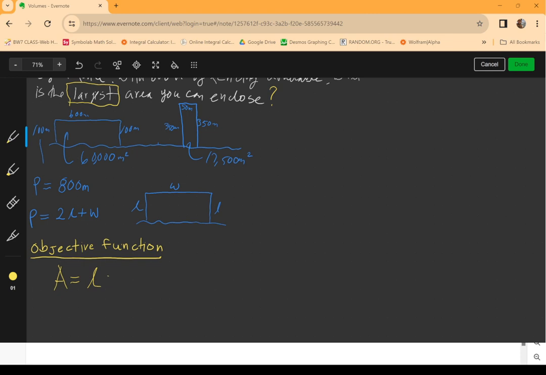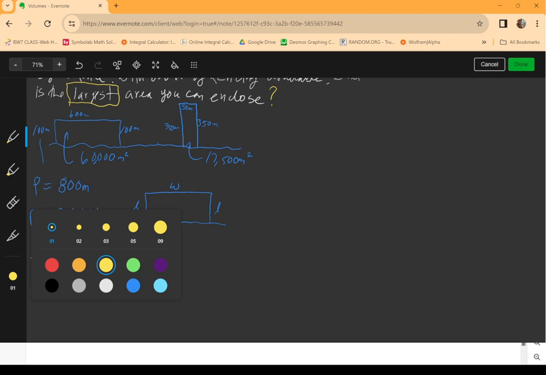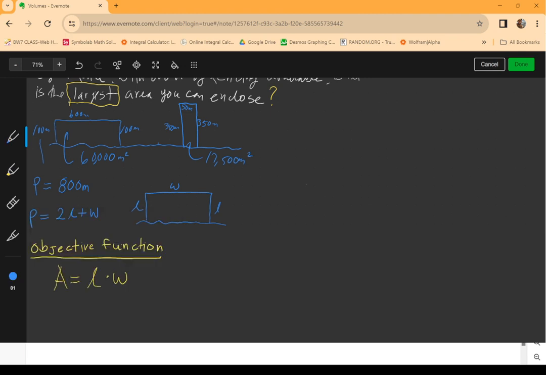Area is length times width. But here I have it in terms of two variables. Once you've identified the objective function, it'll usually be more than one variable. So the goal here is to change it to a function in one variable. This is not quite a function in one variable. So I'm going to now use my known information to solve for one variable. If P is equal to 800, but the perimeter is also 2L plus W, then I can simply set those equal to each other.